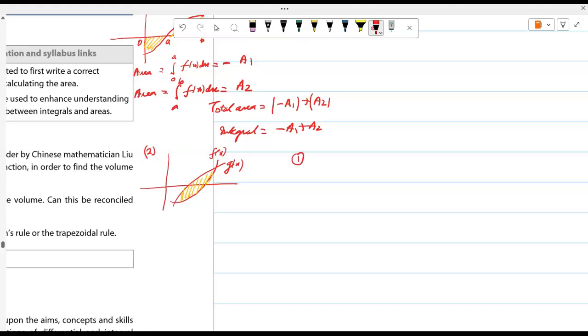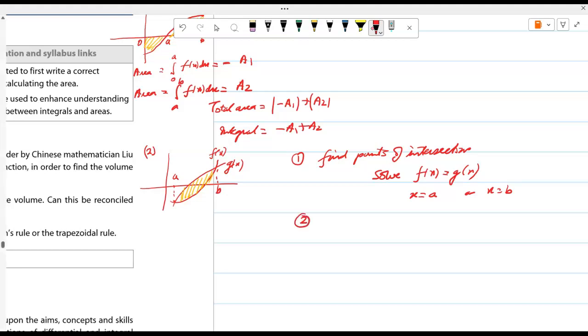First step is to find the points of intersection. How do you find the points of intersection? You solve f(x) equals g(x). You equate the two functions and solve. You'll get, let's say, x equals a or x equals b. They're intersecting at two points. This point gives you a, this point gives you b. First step is do that.